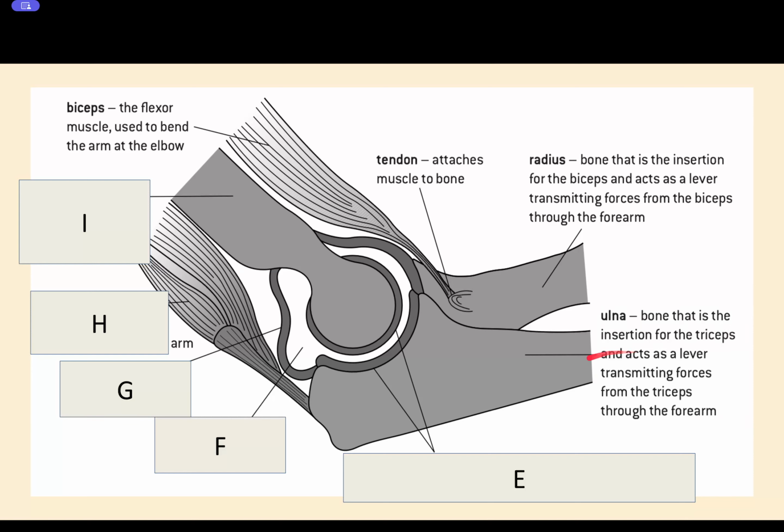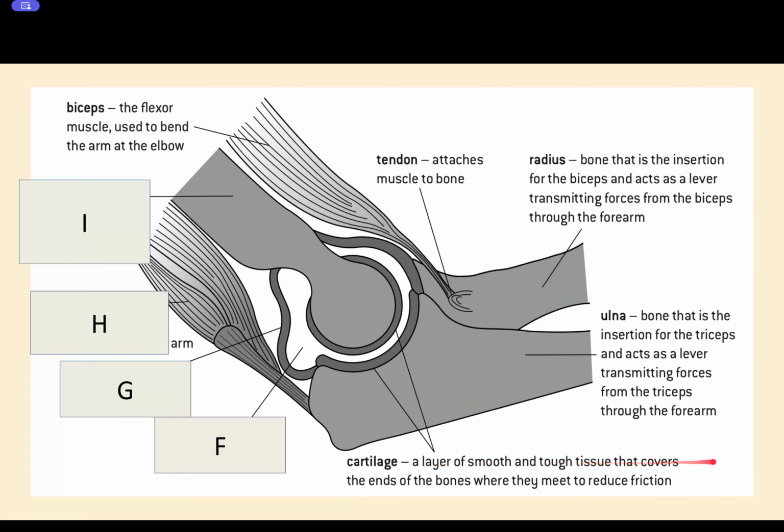D is the ulna, which is the bone that is the insertion for the triceps, not the biceps, and acts as a lever transmitting forces through the forearm. It's basically the same thing as the radius, but for the triceps instead of the biceps. E is cartilage, which is the layer of smooth, tough tissue that covers the ends of the bones where they meet to reduce friction.